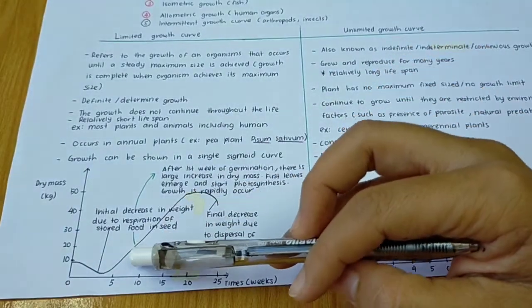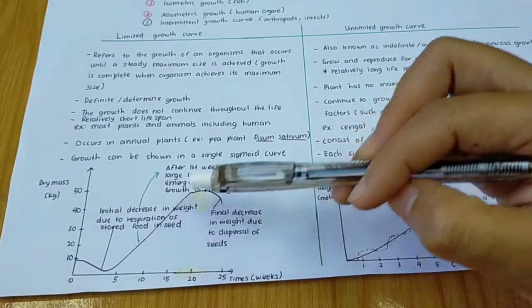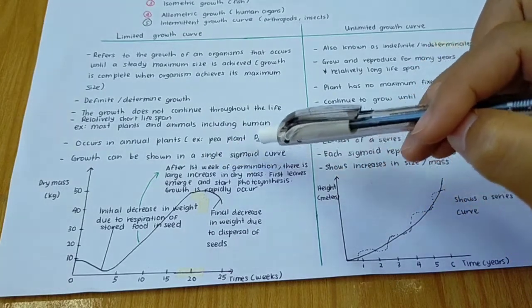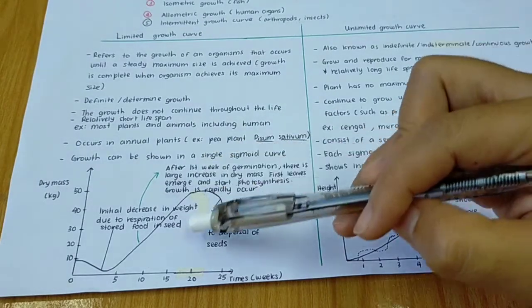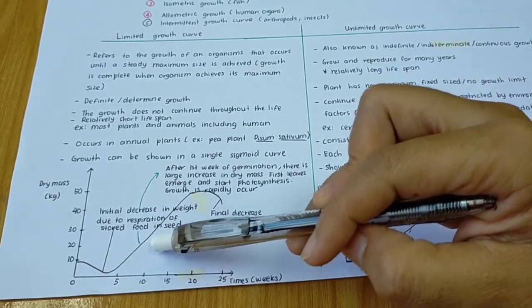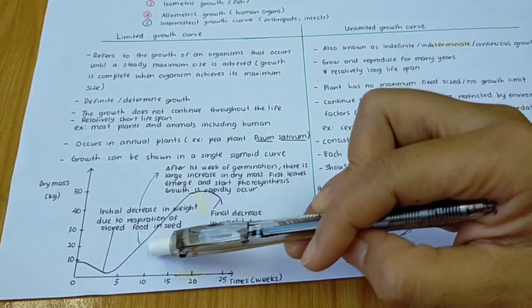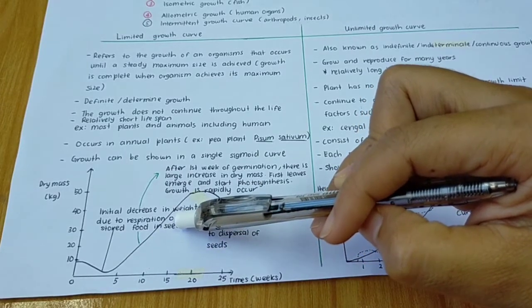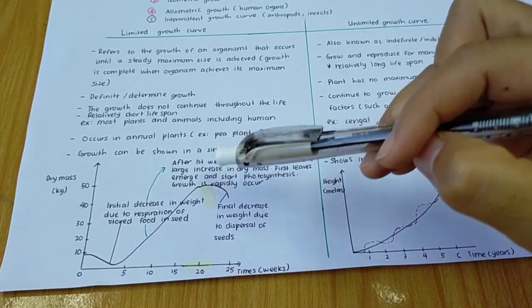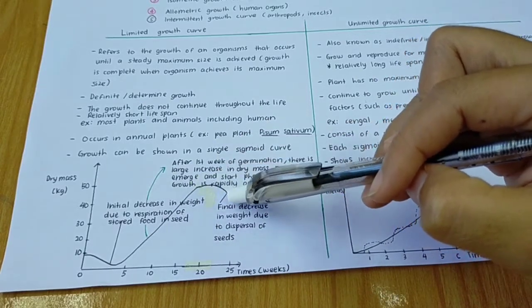Okay, tapi kalau awak tengok dekat sini, after first week of germination, there is a large increase in dry mass. Okay, because first leaf emerge and start photosynthesis. So bila dah terbentuknya first leaf, so dah berlakunya proses photosynthesis. So what happened to the growth? Growth is rapidly occurring.